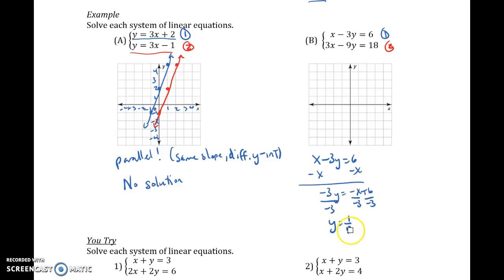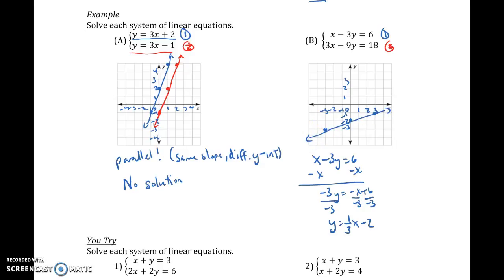Oops, let me fix that. My dog just threw a pillow at me, so I got distracted. So 1/3 x minus 2. So I'm going to go ahead and again, let's go by ones. Starting at negative 2 on the y, up 1, 3 to the right, or down 1 and 3 to the left.